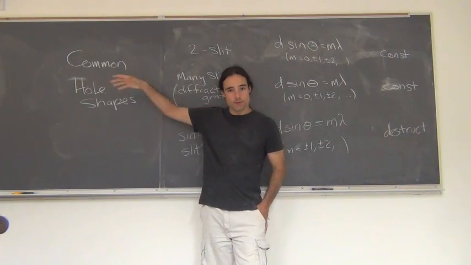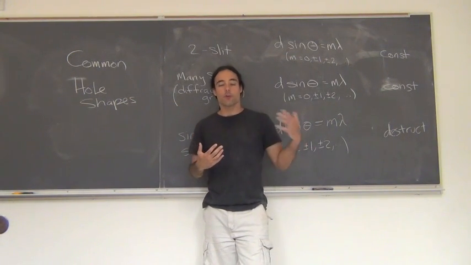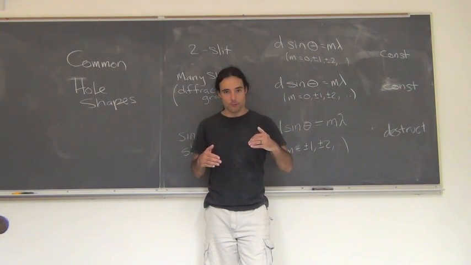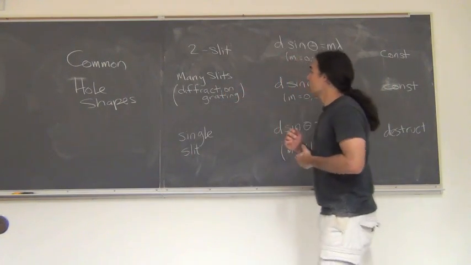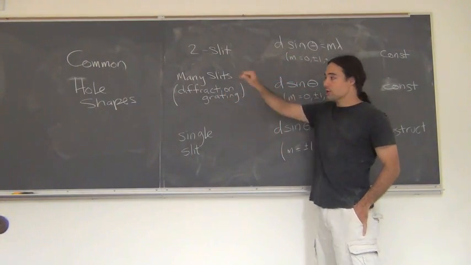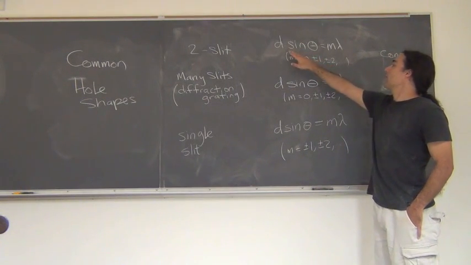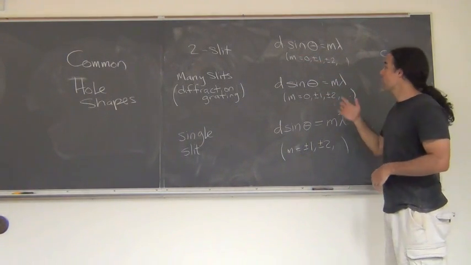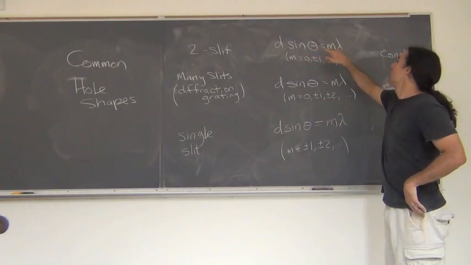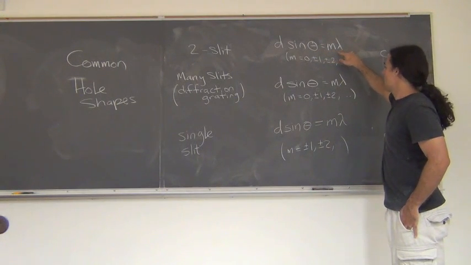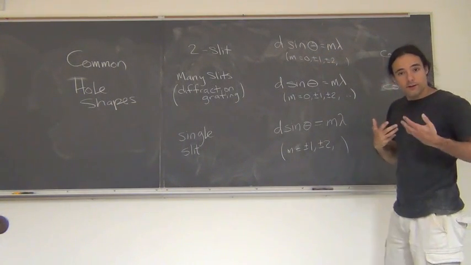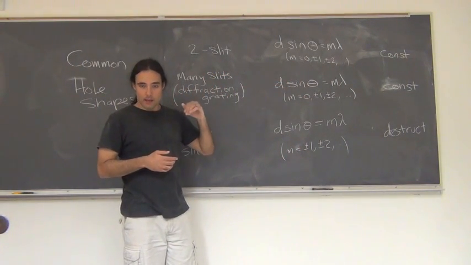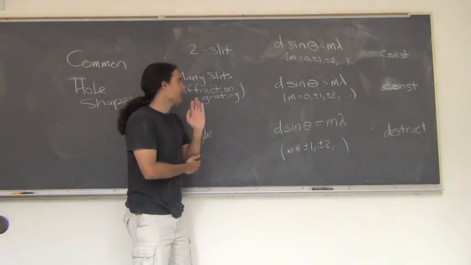There are some common hole shapes that show up pretty regularly, so we want to go over where the constructive or destructive interference peaks appear for these types of holes. The first one we just derived, that's two-slit diffraction. And we showed that if I look at d, the distance between the slits, times the sine of the angle going to the bright spot, we get d sine theta equals m lambda. And this is for constructive interference peaks because it goes to the bright spot. Remember, m is just any integer, positive, negative, 0, doesn't matter.